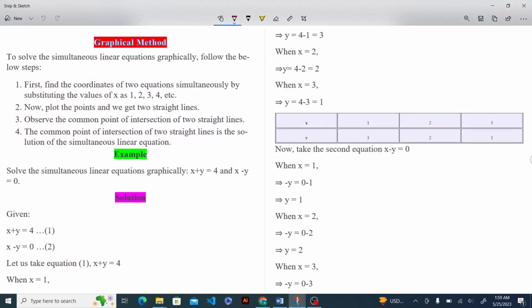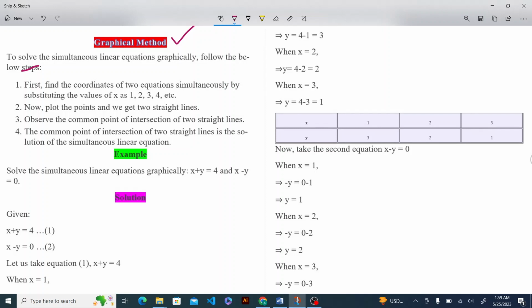So today we are going to do the last method for solving simultaneous linear equations, and the last method is the graphical method. Let me tell you, it is a very easy and interesting method to solve simultaneous linear equations. Maybe some of you who are interested in graphs will find it the most interesting method. Okay, so let us first see the steps which we have to follow to solve the simultaneous linear equations.